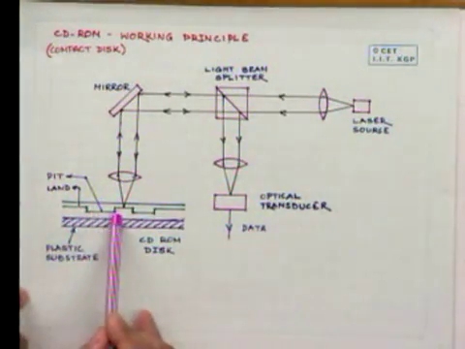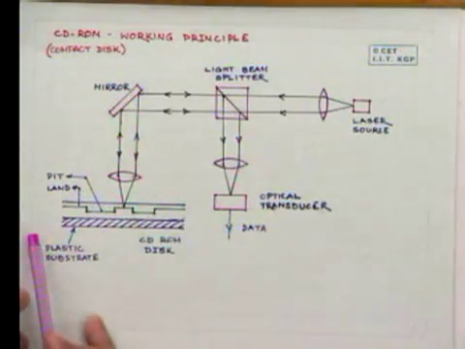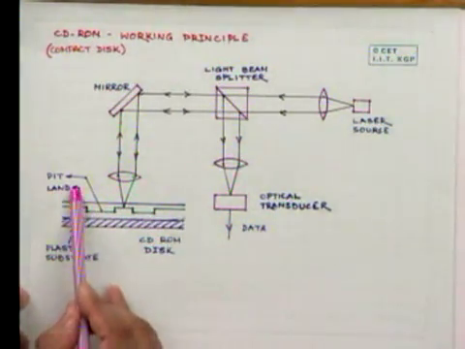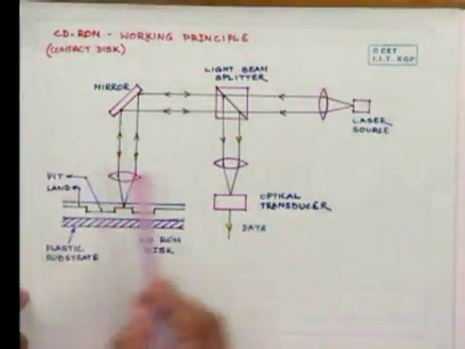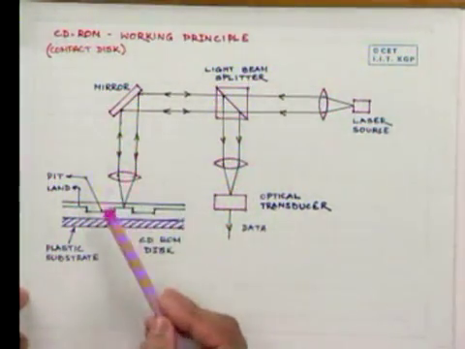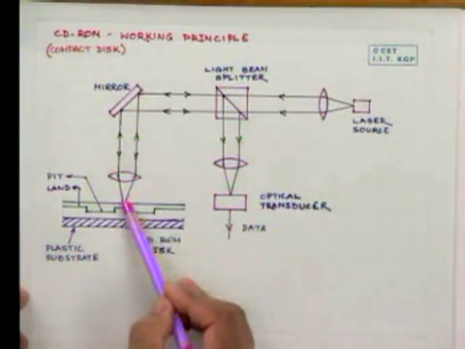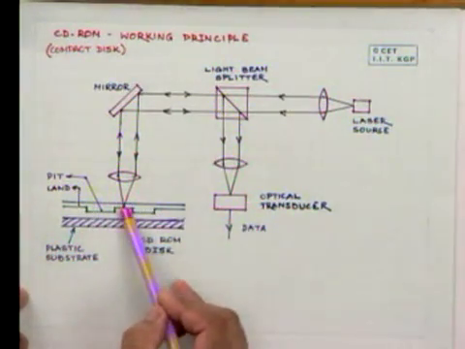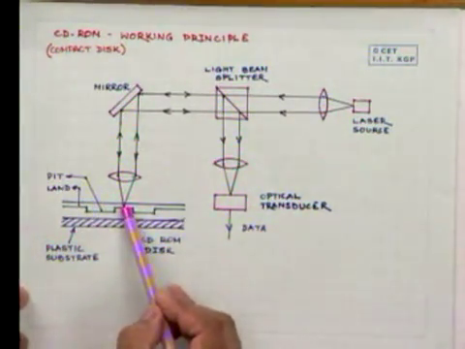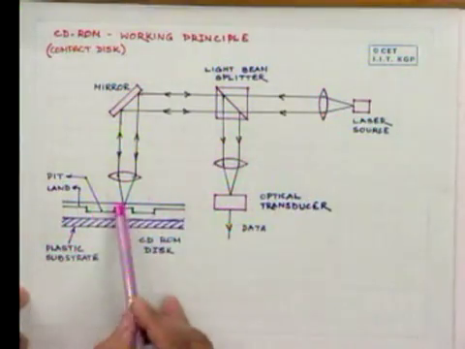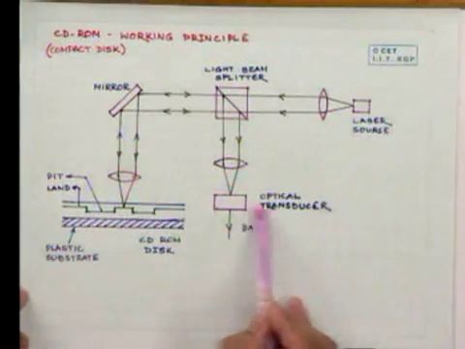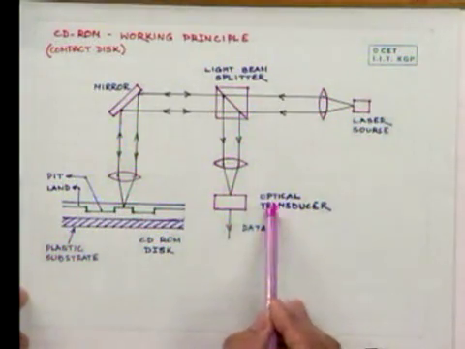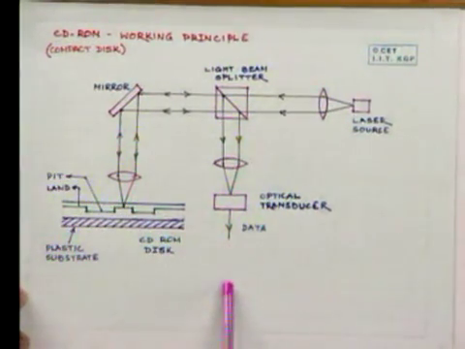That is the way the data is recorded. For example, the land may represent 1 and the pit may represent 0. The laser beam gets reflected from here, and the reflection depends upon whether it is from the pit or from the land. That is detected by means of an optical transducer and the detecting circuit, and the data is generated. The sequential or serial data is generated from here.